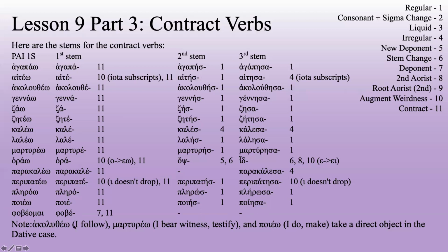Now note, akalutheo, which means I follow, martireo, I bear witness or testify, and poieo, I do or I make, take a direct object in the dative case. We've talked before about that with akuo taking a direct object in the genitive or in the accusative, and then pisteuo takes a direct object in the dative. These three take direct objects in the dative as well.